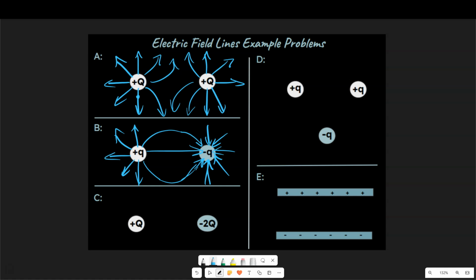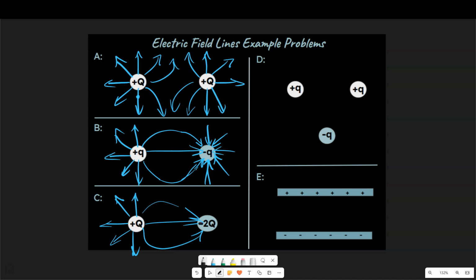All right, let's try C. So if you want to pause right now and draw as best you can and see how it goes, go for it. Okay, so for C, we can draw the electric field lines. Remember, they're going to be moving out from an overall positive charge. And then over here I'm going to draw in these electric field lines that are coming out of positive Q.